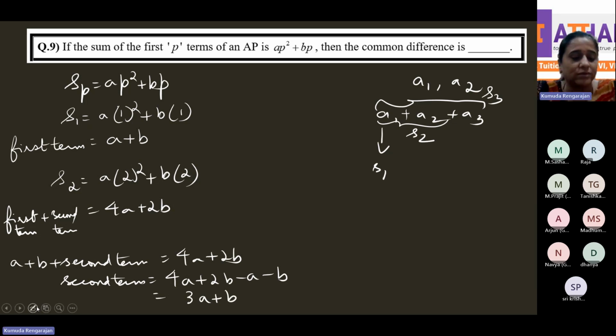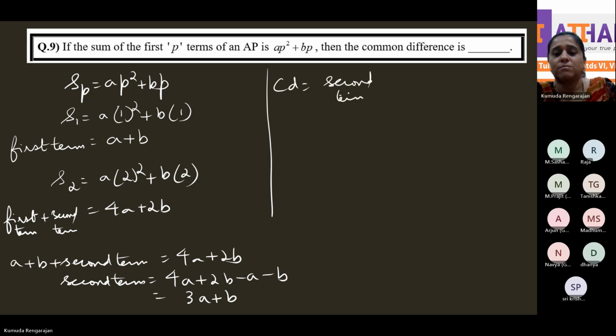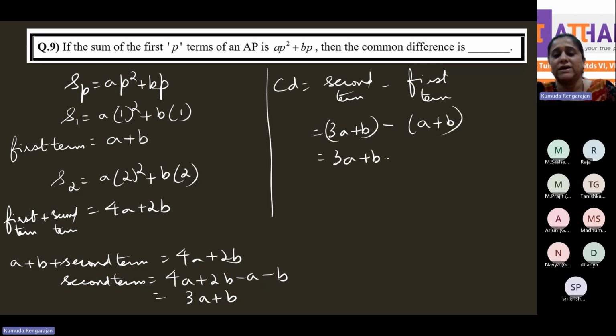Now the common difference will be the second term minus the first term. Common difference is equal to second term minus the first term. Second term is 3A plus B minus the first term, which is A plus B. So 3A plus B minus A minus B, which is 2A. So the common difference is 2A.